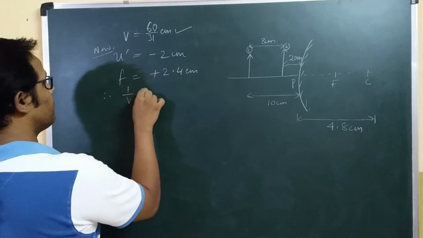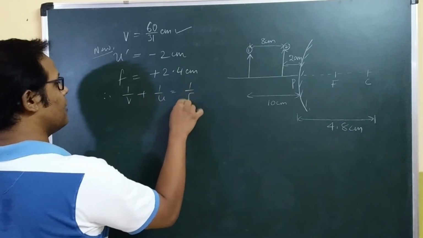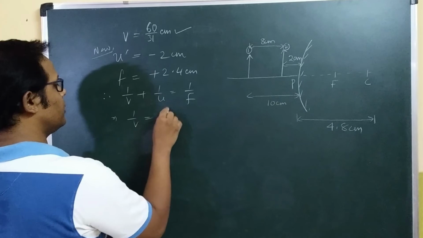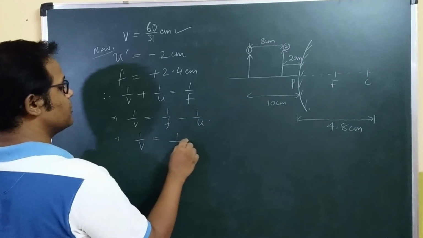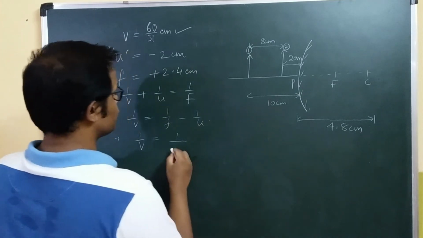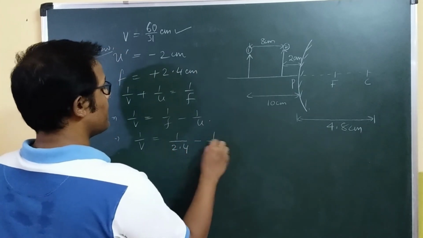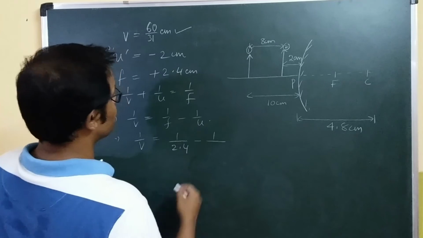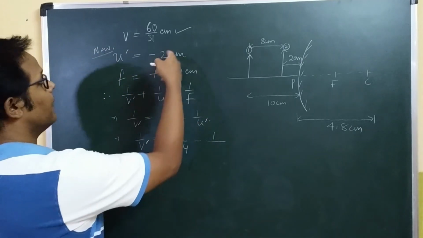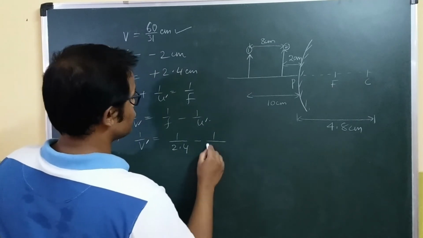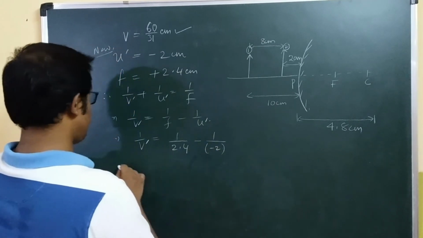So 1 by V plus 1 by U equals 1 by F. So 1 by V should be equal to 1 by F minus 1 by U. Put in the numbers, and 1 by F is equal to 2.4 minus U, U prime suppose, and let us call it V prime, yes. And this is going to be minus 2, alright.